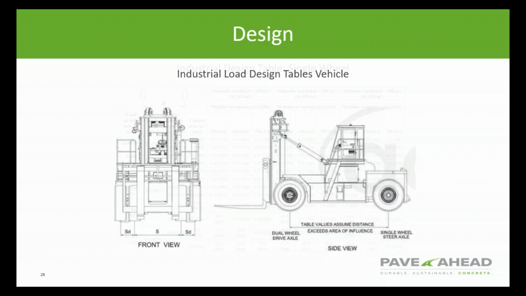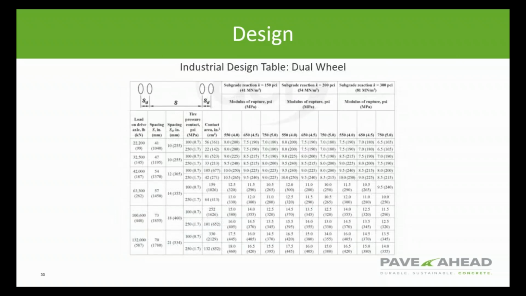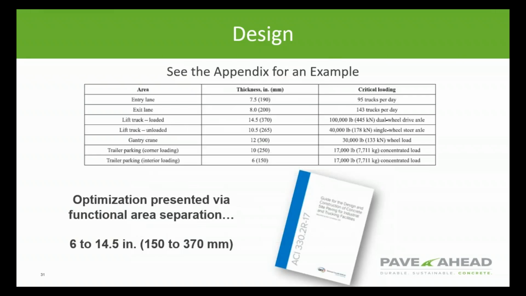So when designing for a forklift or any equipment or a vehicle, you can Google the type for the specifications. For forklifts, you run through the design charts with the specifications based on a single wheel or a dual wheel design. And we'll look at an example of designing for a forklift here in just a minute. There are examples in the appendix of the document that you can work through.